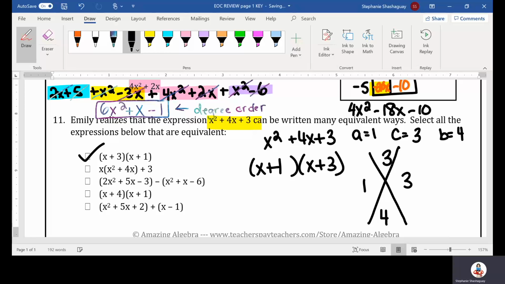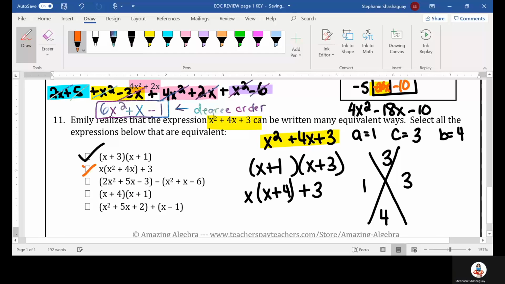I can also rewrite this same equation by factoring out an x first. So if I factor out an x from x squared plus 3, then I would be left with x plus 4 plus 3. And that is not the same thing as that second option, because the x squared inside the parentheses and the x with the 4 would make that x cubed and 4x squared.